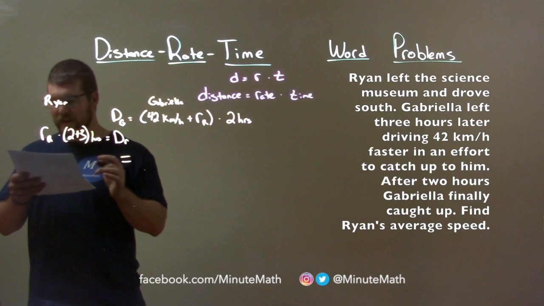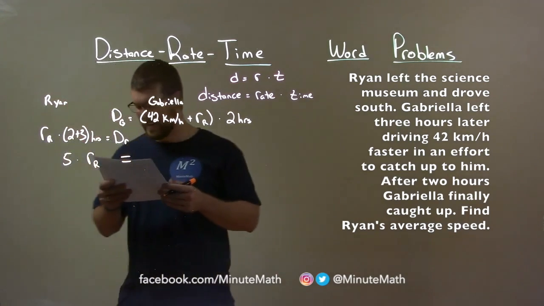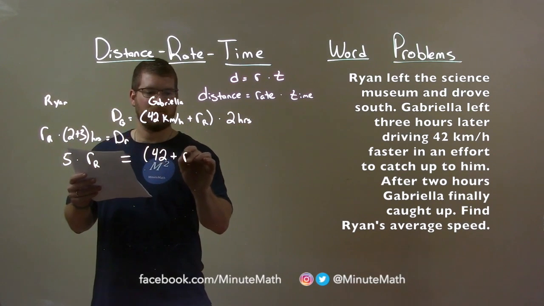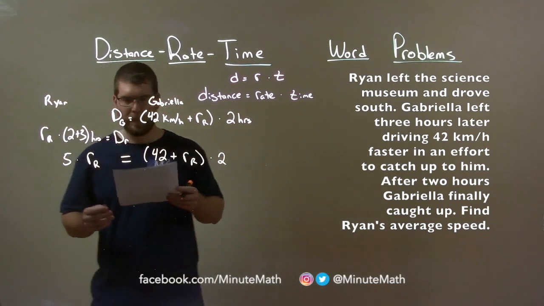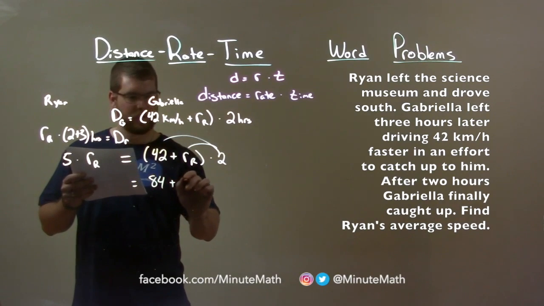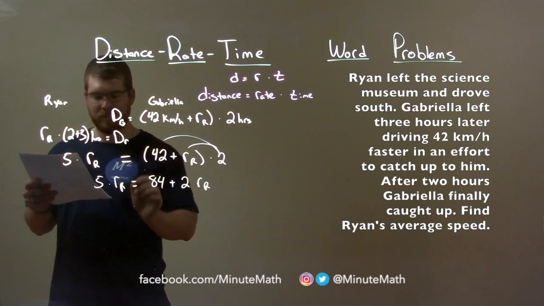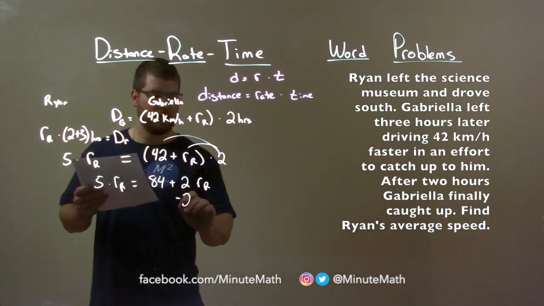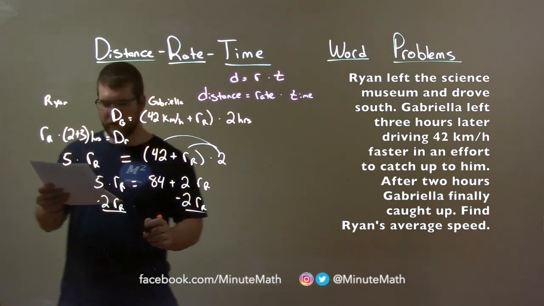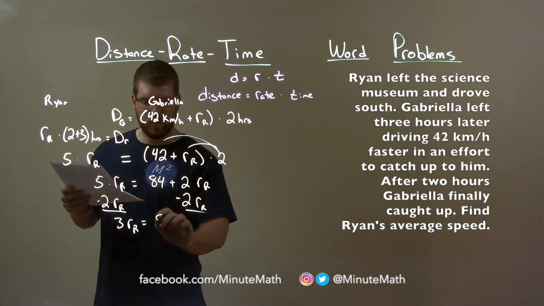2 plus 3 is 5, so we have 5 times Ryan's rate, and here we have 42 plus Ryan's rate times 2 hours. Distribute this to both parts. 42 times 2 is 84, plus 2 times Ryan's rate. And then we have 5 times Ryan's rate here. Get our like terms together. We subtract 2 of Ryan's rates from both sides. 5 minus 2 is 3. 3 Ryan's rates is equal to 84.